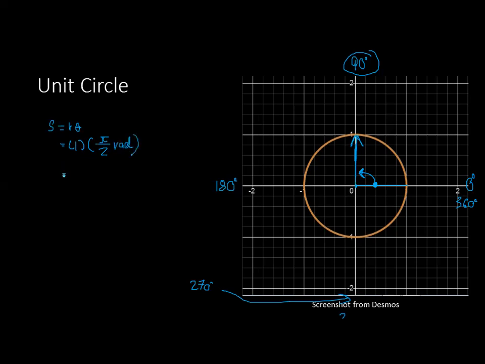So multiply them together, you will have pi all over 2 units. That means that at this point, from here to there, forming a 90-degree angle, the measurement of this arc is pi all over 2 units. Okay? So that's good.